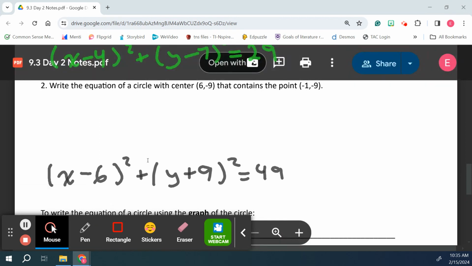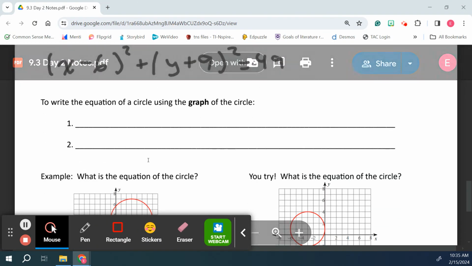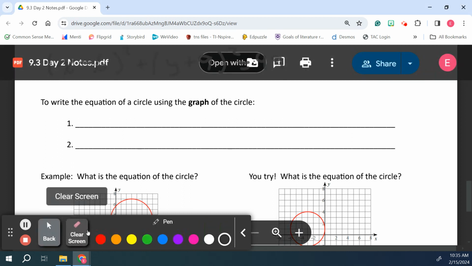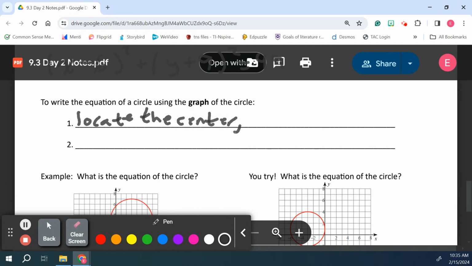Okay. Let's scroll down to the next part. It says to write the equation of a circle using the graph of the circle. All right, so first thing is you locate the center and use opposite signs in the equation.